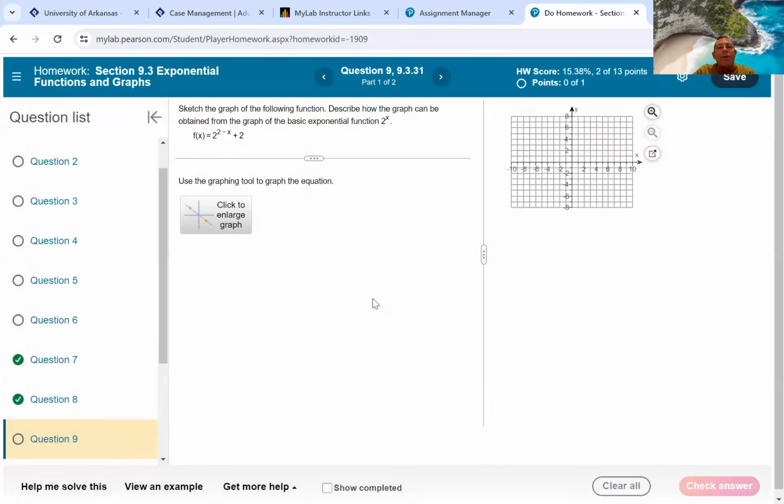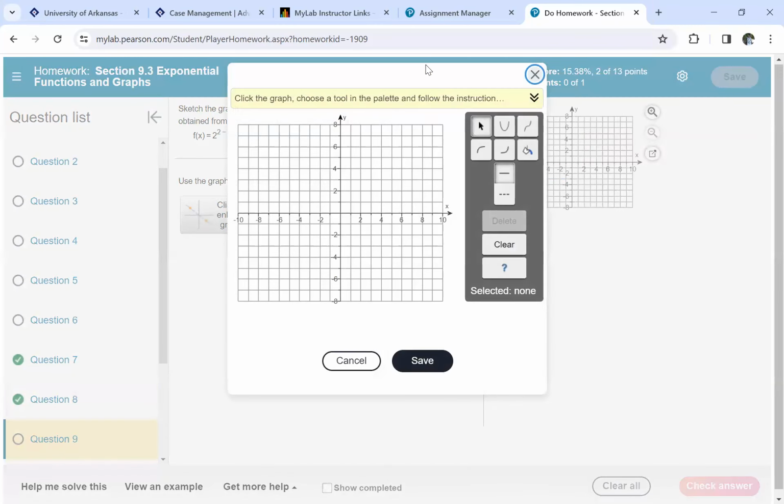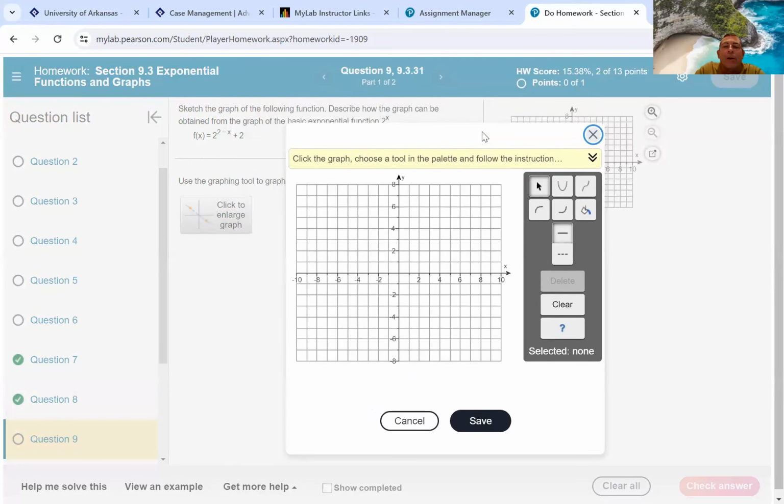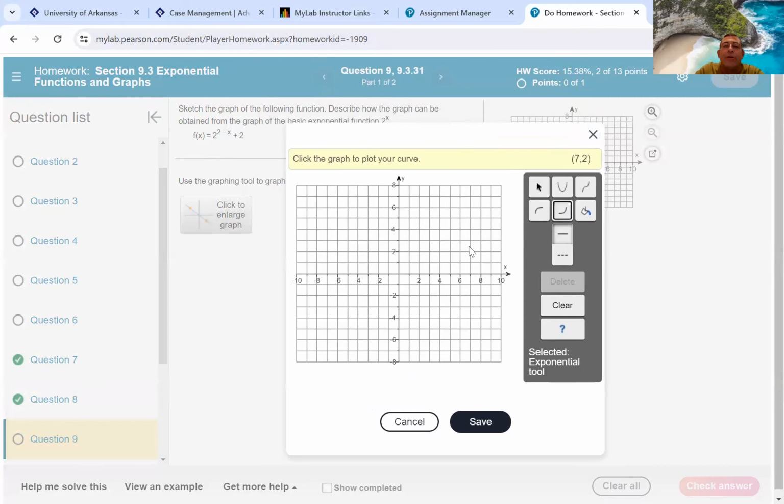Some are going to have you graph it first, like this one. Oh, this one's got a lot of moves. You're going to like this one. So let me click this. Let me move this down so that y'all can see the problem. All right, y'all. I know my base over here is a 2. So let me grab this tool and click somewhere.